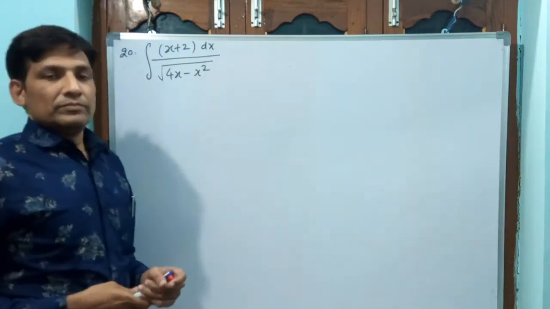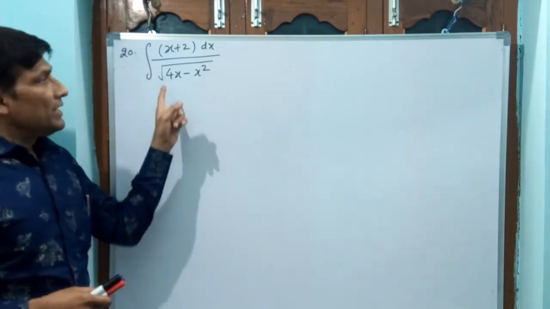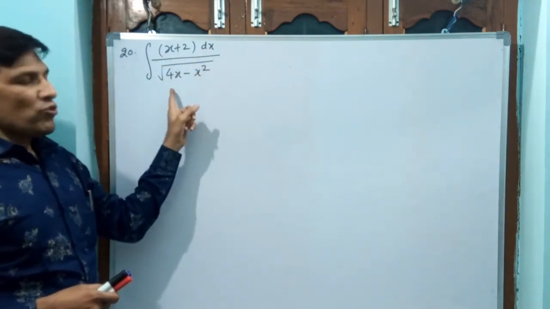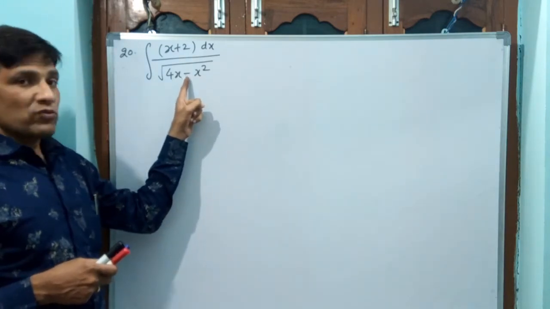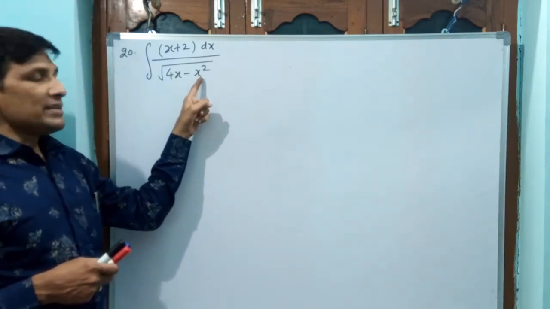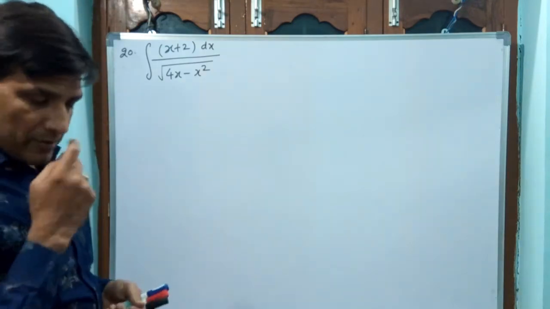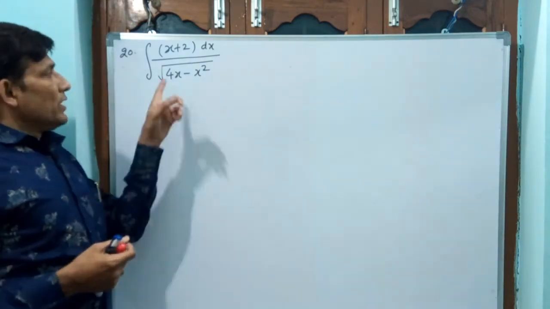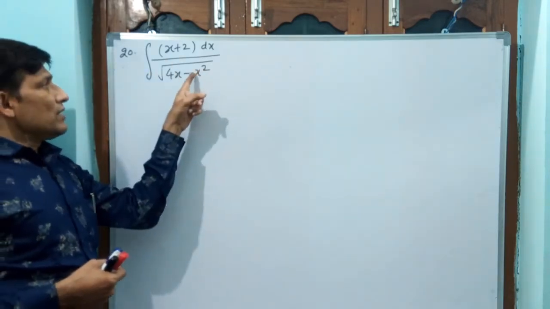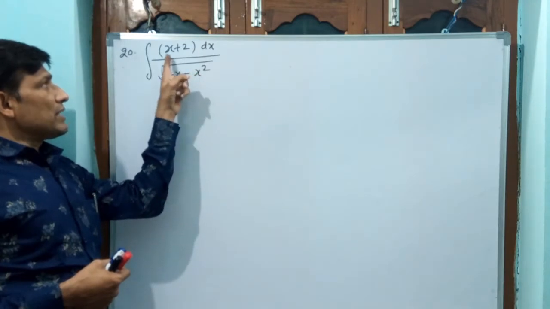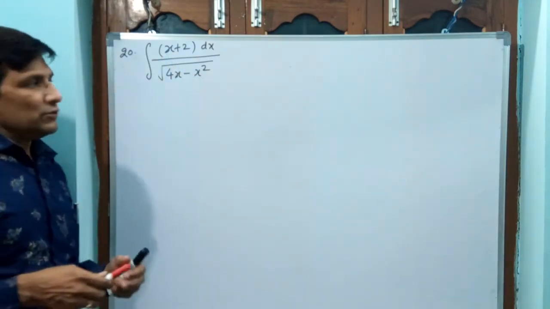See question number 20. Integral (x plus 2) dx by square root of 4x minus x square. You see carefully here, the coefficient of x square is minus 1. Minus x square means you have to take minus common, or else you are unable to do. And one more logic: if you take this as t, is this the dt? You see here 4 minus 2x will come, but x plus 2 is there. That is not correct. Then you have to go for the derivative part.